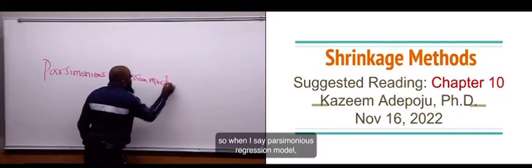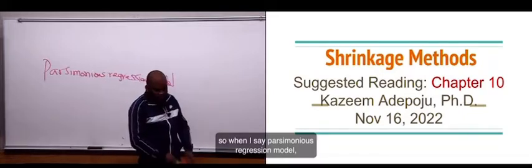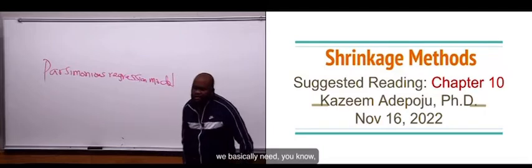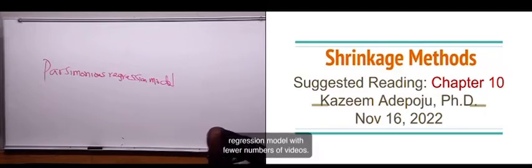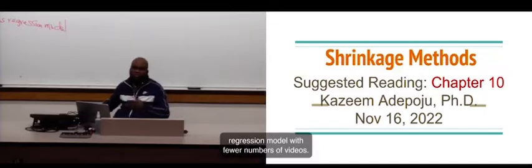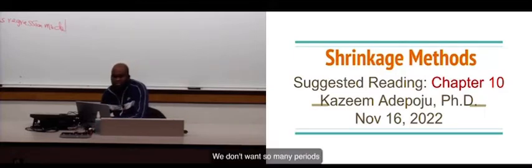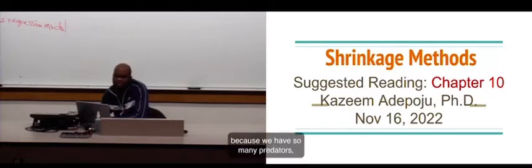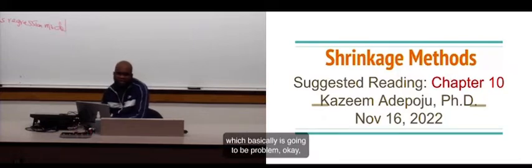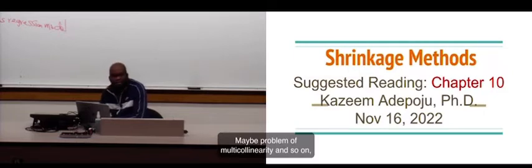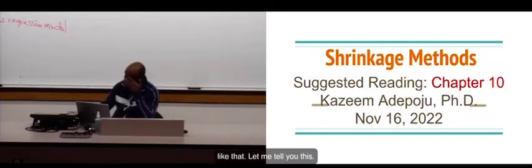So when I say parsimonious regression model, we basically need a regression model with a few predictors. We don't want so many predictors because when we have so many predictors, there's going to be a problem. Maybe a problem of multicollinearity, and so on like that.